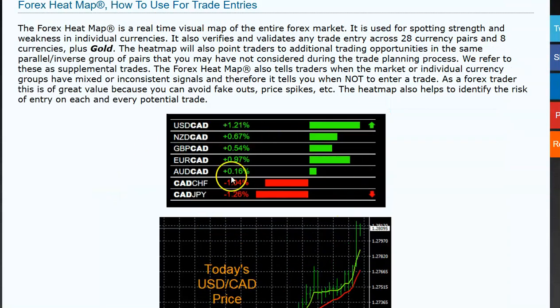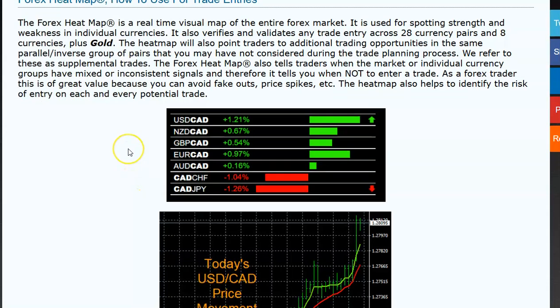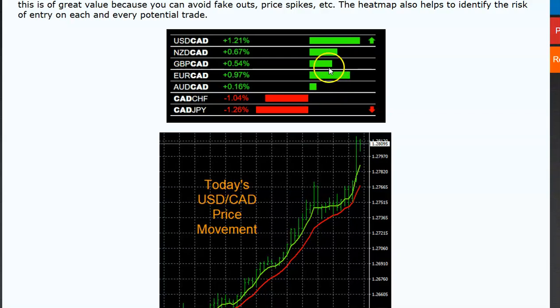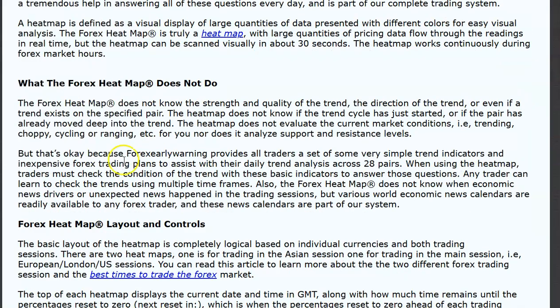Okay, so if the Canadian dollar is strong on the Forex heat map in real time, you'll get strong movements on a big series of pairs: USD Canadian, Canadian yen, and other pairs too. So this is in one trading session. You can get a lot of pips just from one currency and one strong movement, as long as the signals are consistent with Canadian dollar strength across the board.